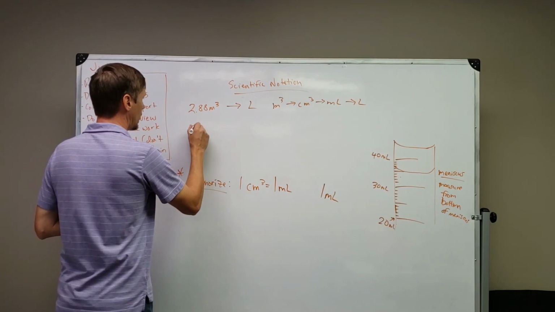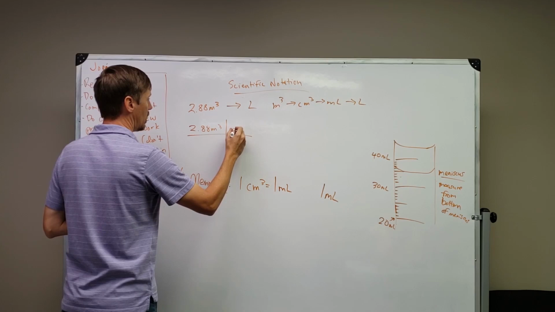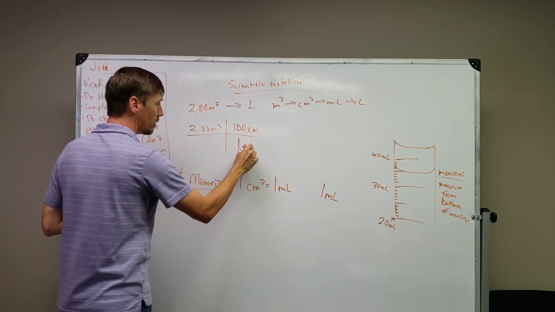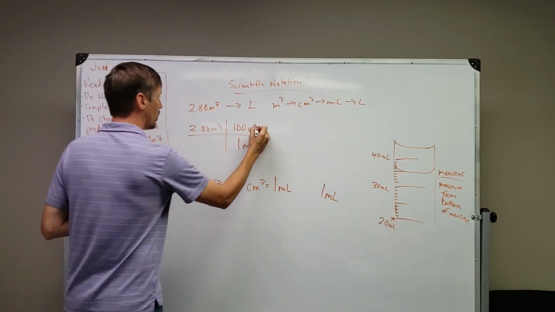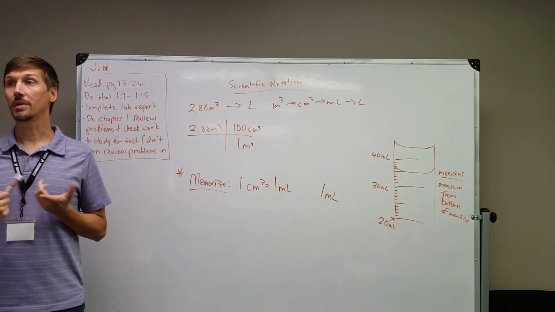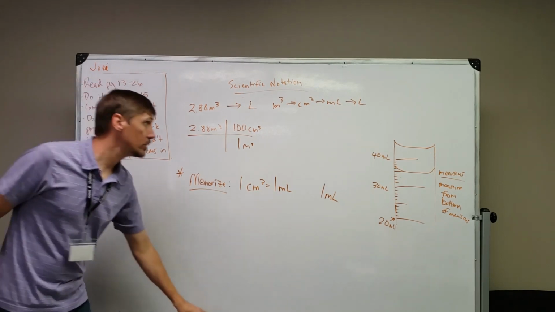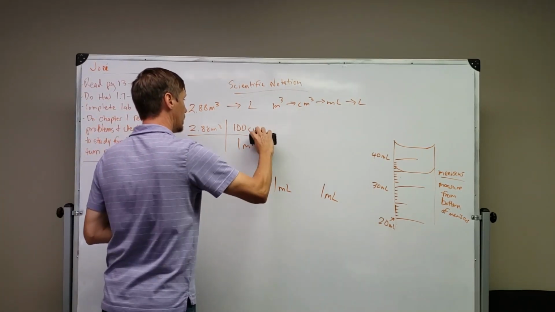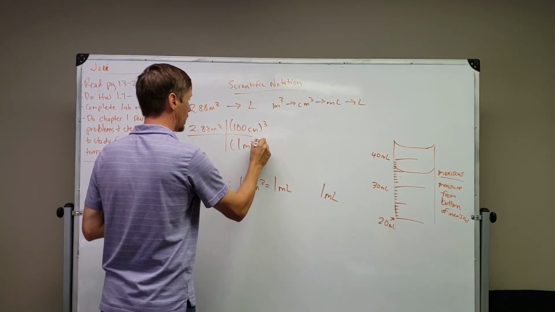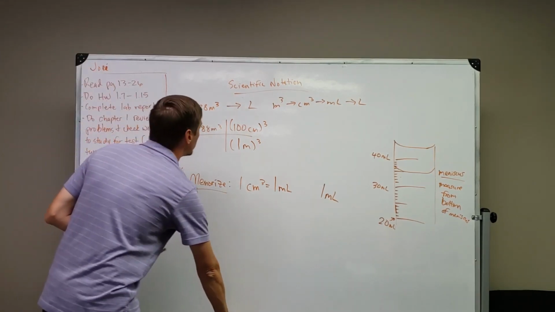You may be tempted to say 2.88 meters cubed times, we know 100 centimeters equals 1 meter, so maybe you're tempted to go 100 centimeters cubed is equal to 1 meter cubed. That would be incorrect. There's a simple change you have to make to get that right. You could simply say all of that cubed over all of that cubed. Now we're correct.